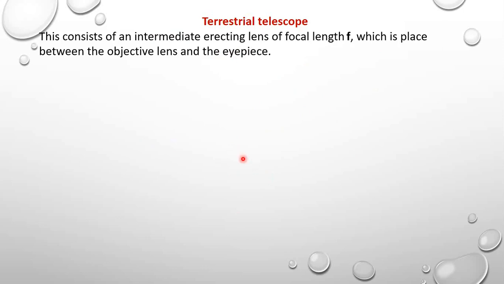The objective lens forms a real inverted image of a distant object at its principal focus f0, and this acts as a real object for the erecting lens, which forms a real erect image of the same size as the inverted image by the objective.